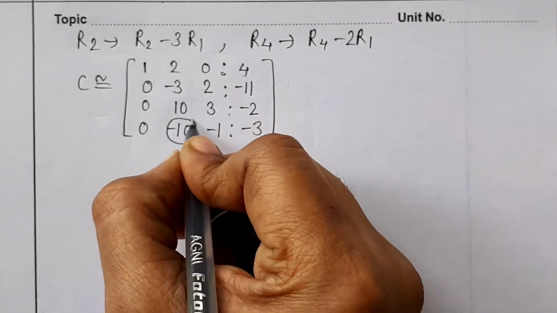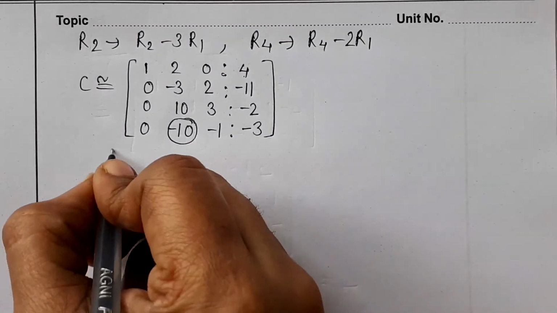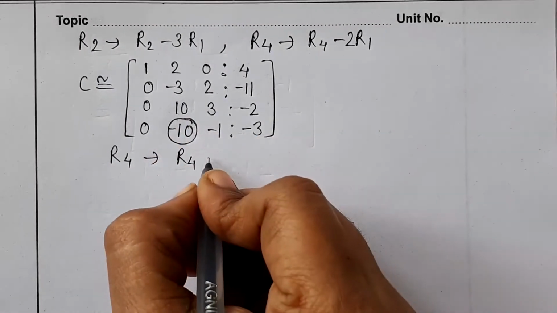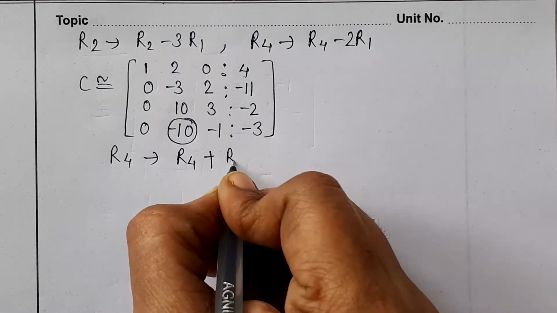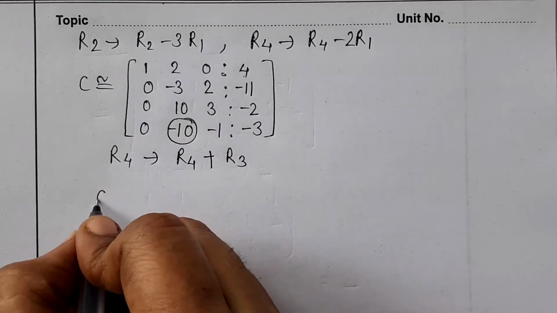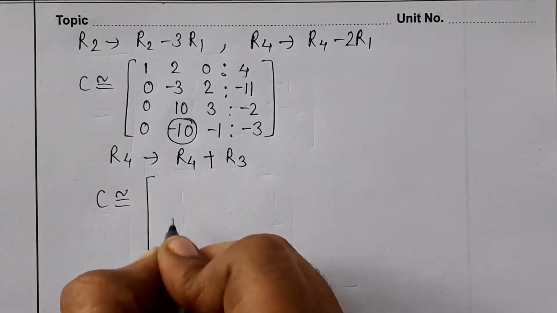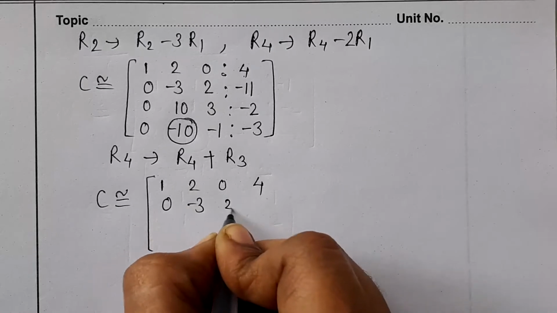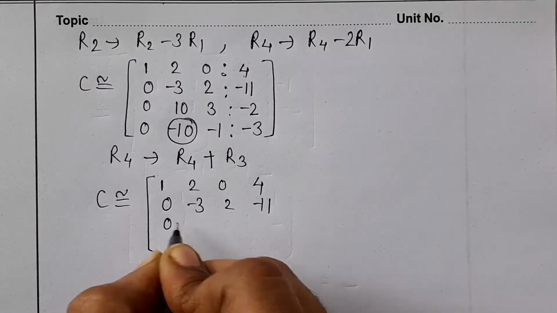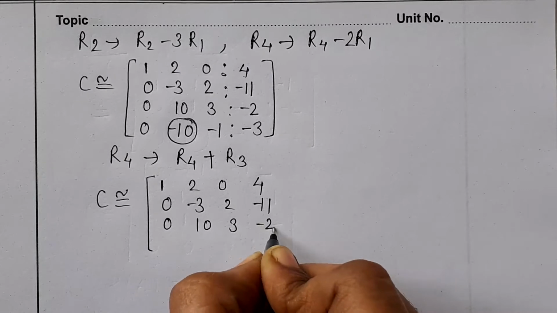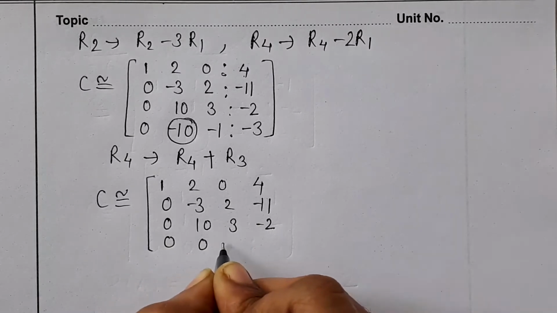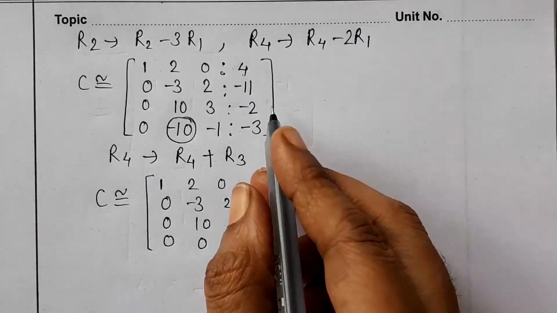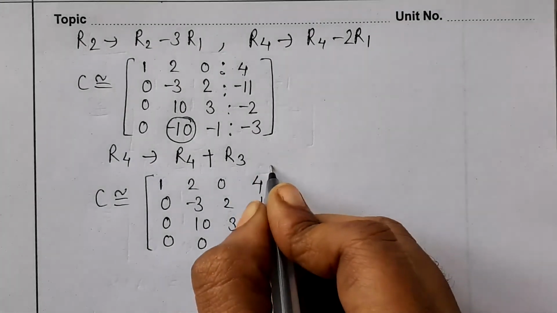Now we want to reduce this minus 10 into 0. So the transformation will be R4 changes to R4 plus R3, since one is positive and another is negative. Now the C matrix becomes: first row is 1, 2, 0, 4 as it is, 0, minus 3, 2, minus 11 as it is, then 0, 10, 3, minus 2 and 0, 0, then minus 1 plus 3, it is plus 2, minus 3 minus 2, it is minus 5.